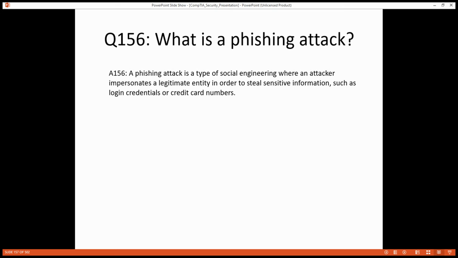Q156. What is a phishing attack? A156. A phishing attack is a type of social engineering where an attacker impersonates a legitimate entity in order to steal sensitive information, such as login credentials or credit card numbers.